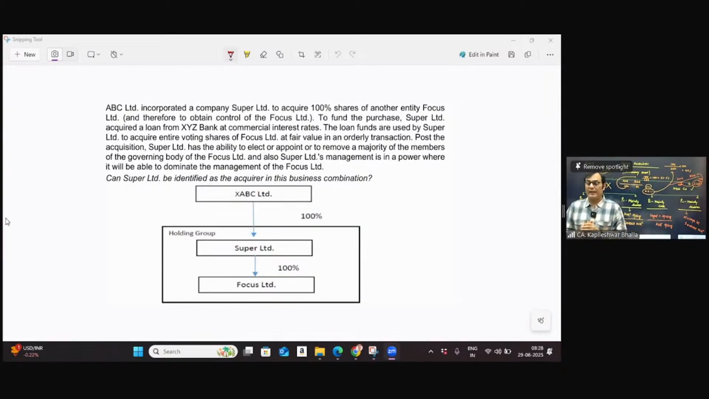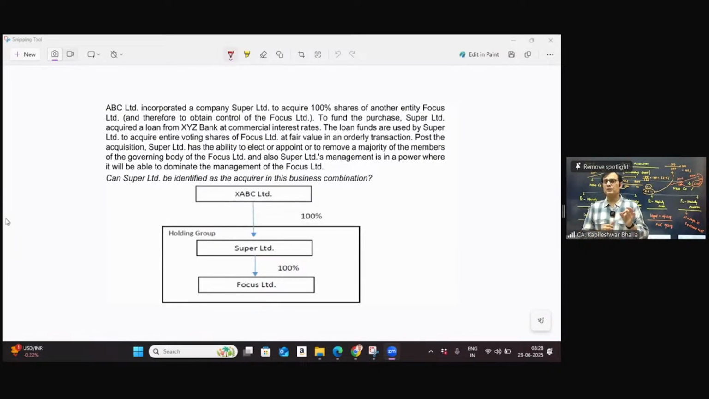It says to acquire 100% shares of another entity, Focus Limited, and therefore to obtain control of Focus. To fund the purchase, Super acquired a loan from XYZ at commercial interest rate. In order to get the money for acquiring the shares in Focus, this company took a bank loan. Then he says the loan funds are used by Super to acquire the entire shares of Focus at a fair value. So is the consideration being given in terms of shares or cash? He took a loan and then with the loan money, he acquired the shares in Focus.